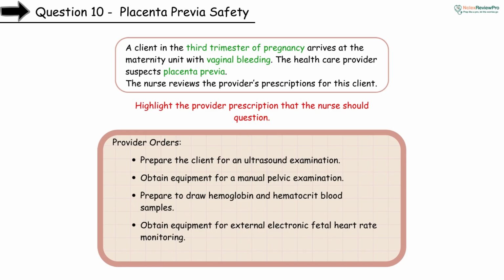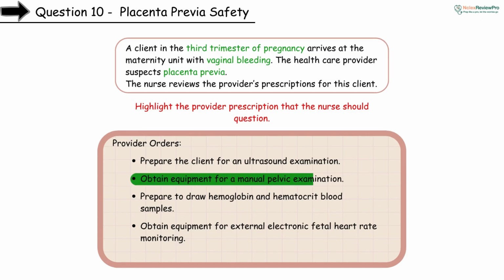Prepare the client for an ultrasound examination. Obtain equipment for a manual pelvic examination. Prepare to draw hemoglobin and hematocrit blood samples. Obtain equipment for external electronic fetal heart rate monitoring. Take a moment and think about your answer. The correct answer here is obtain equipment for a manual pelvic examination.